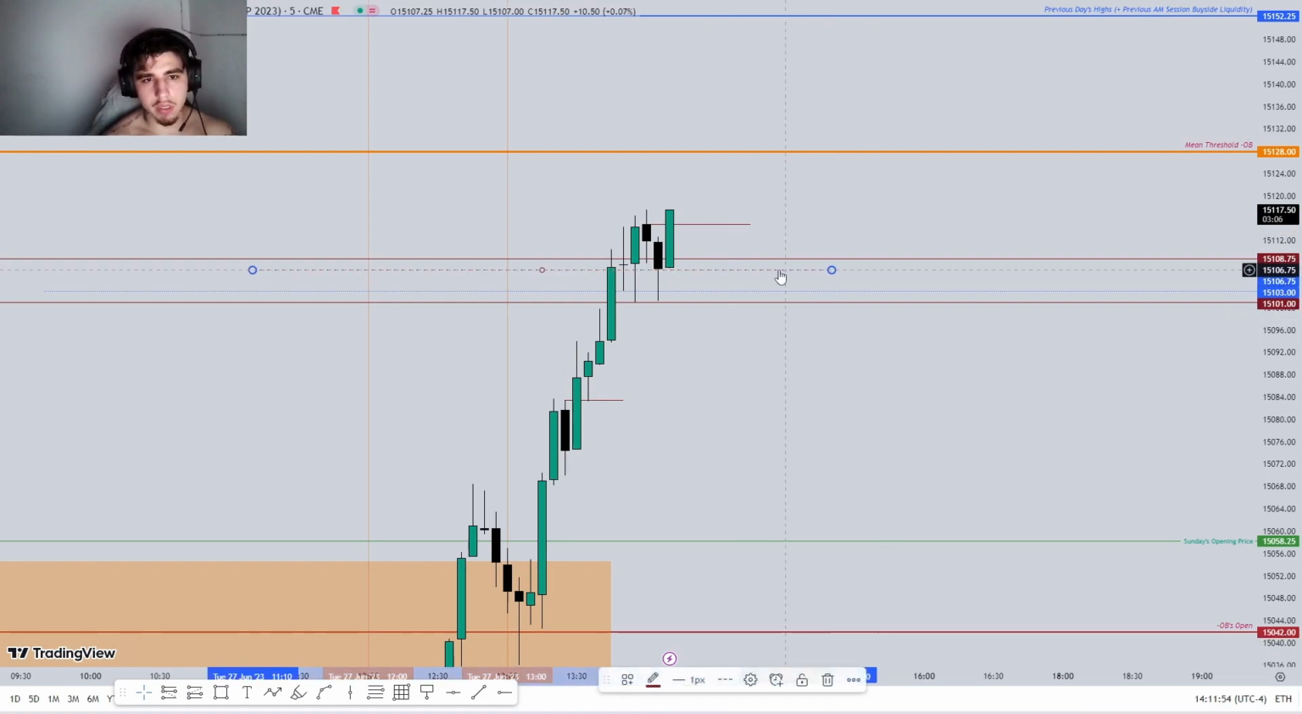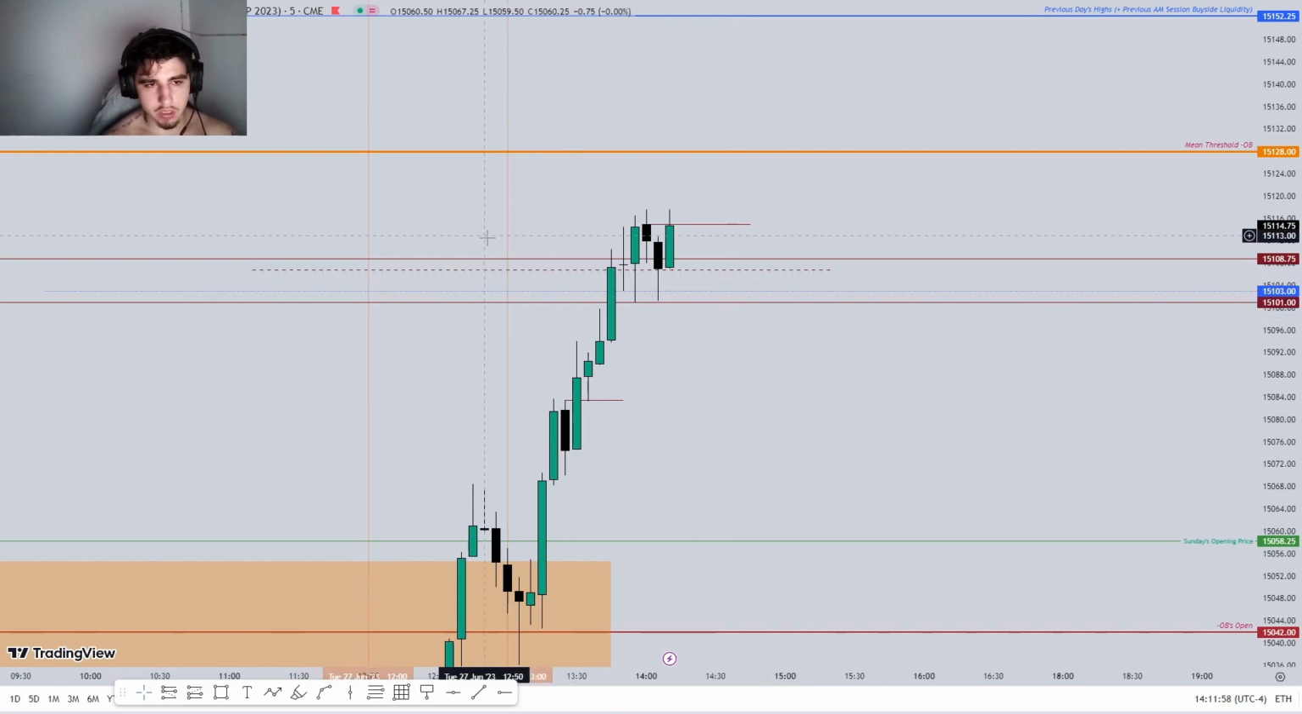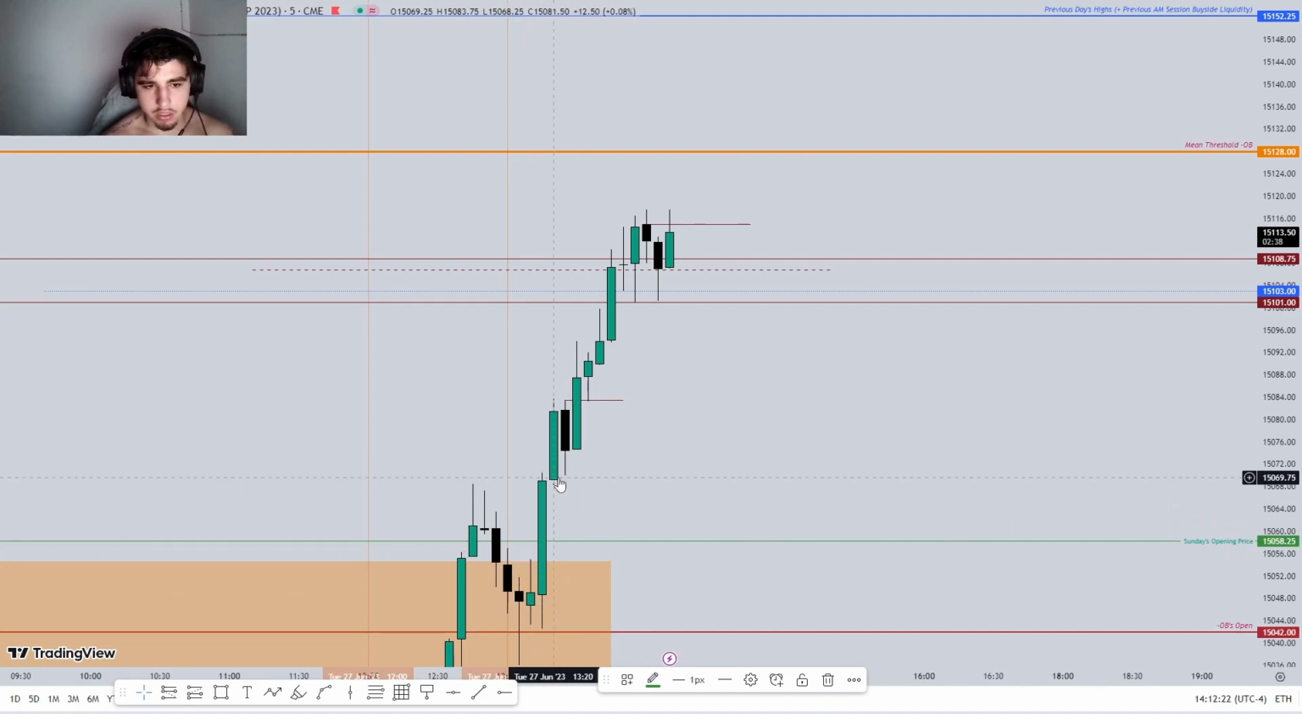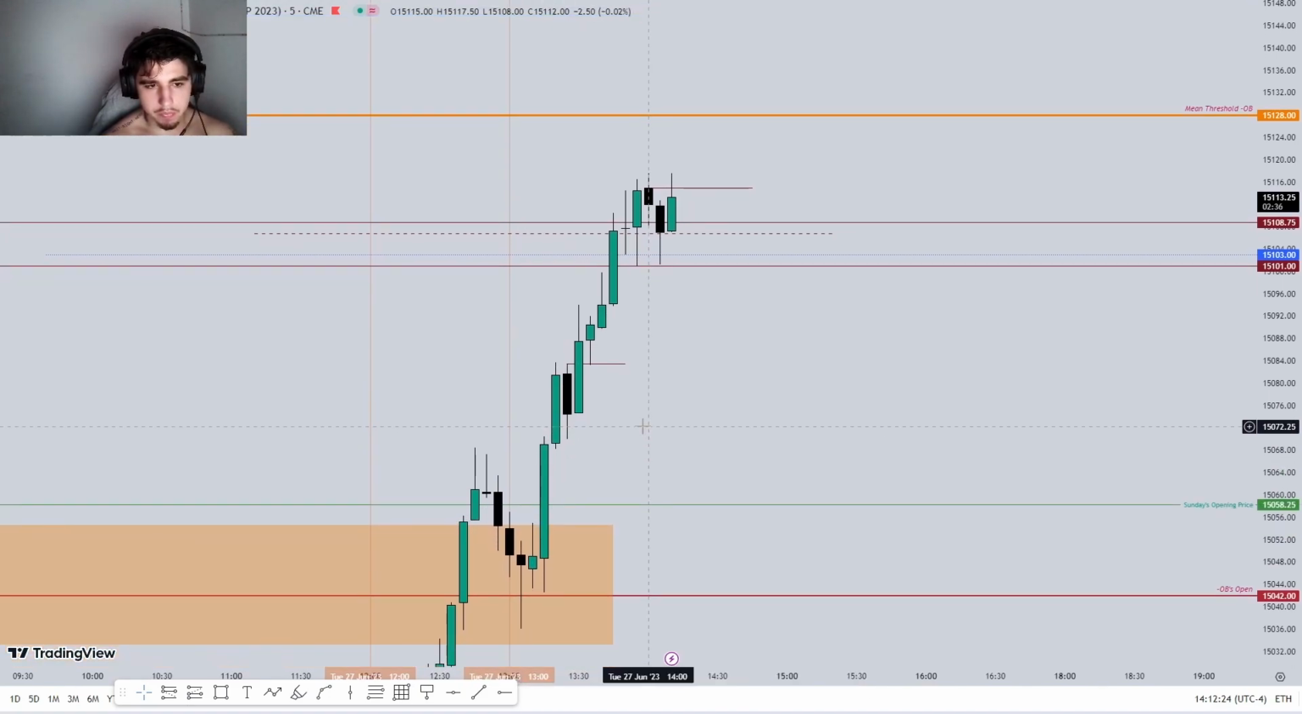So this level right here is the upper quadrant, which means the 75% from this low to this high. This is the 75%. And this is the lower quadrant, the 25%. And the midpoint is named consequent encouragement, which is 50% from this low to this high. Again, this is a 50-minute fair value gap. And I told you guys from here that first of all, I didn't want to see price come back into this. So this stays open.